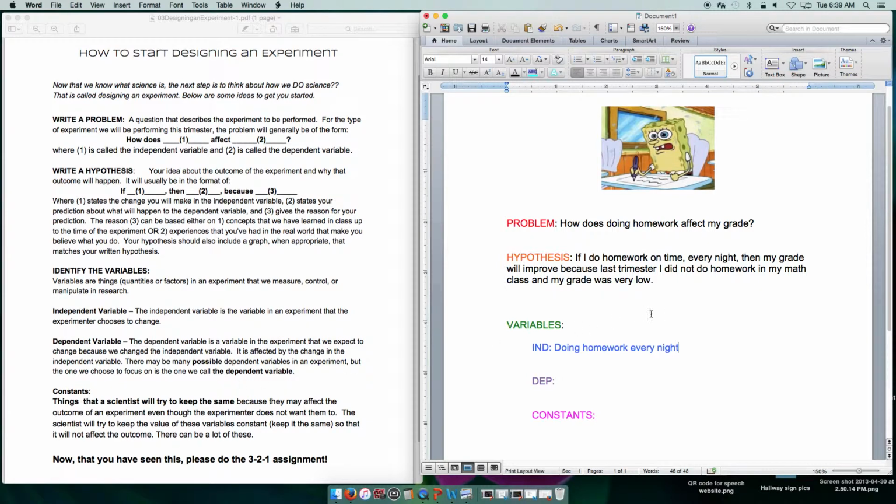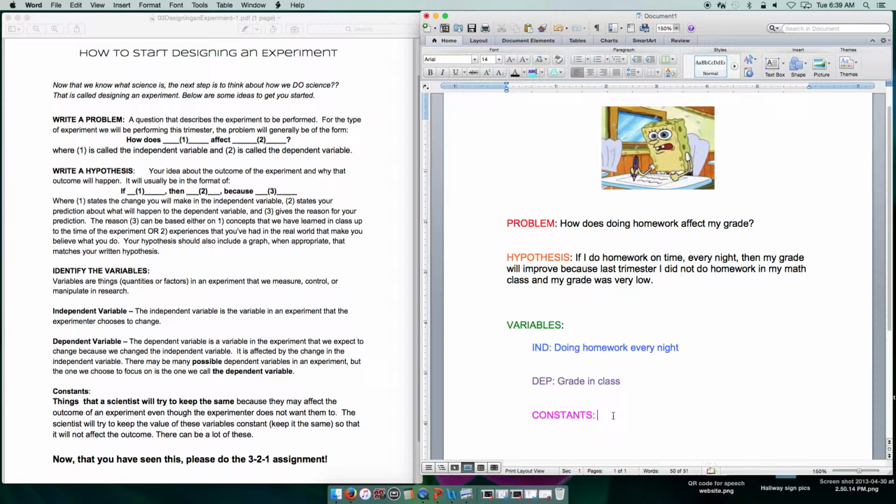So for example, in this little homework thing, there could be other stuff that happens because we're doing homework. Maybe we watch less TV, or maybe we see our friends less, or maybe we don't get as much sleep. Those are all things that could change, but the thing we care about is affecting the grade. So the dependent variable is your grade in the class. So we don't know how it's going to change. We think we know, but we're not sure yet.